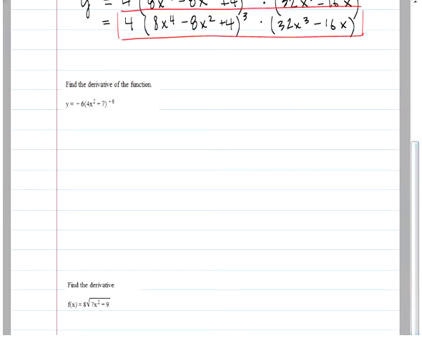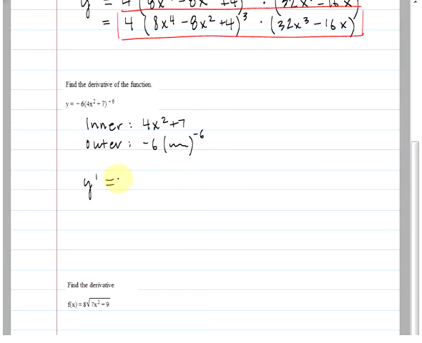Notice we again have the situation of a function inside a function, where the inner function is what's in parentheses, which is 4x squared plus 7, and then the outer function is the negative 6, and we don't really care what's in parentheses, and then the negative 6 power. So again, this is a great example of where we can use the chain rule as a shortcut for finding the derivative of this function. So let's go ahead and do that.